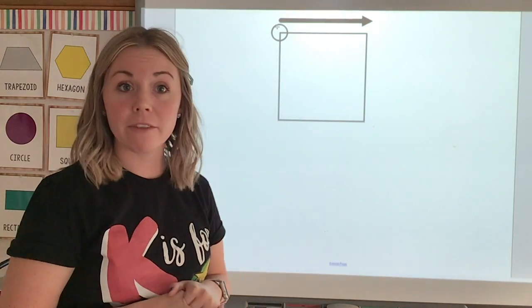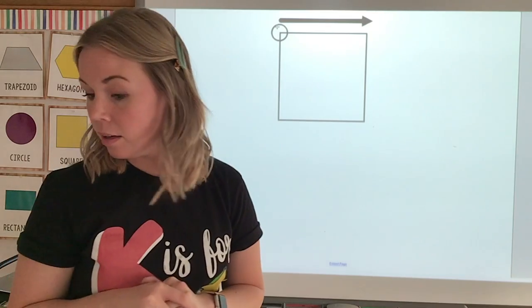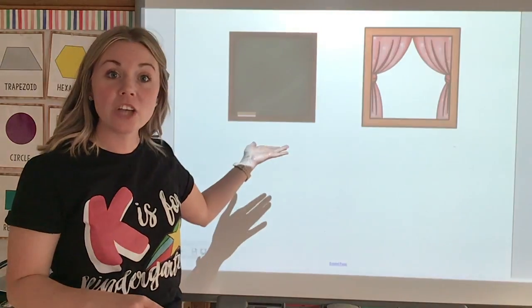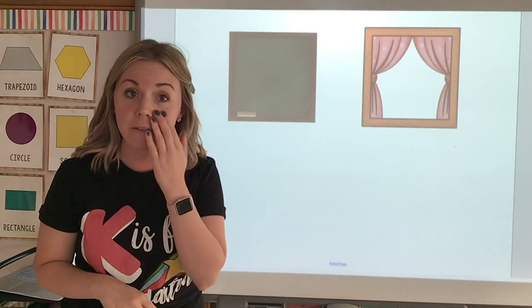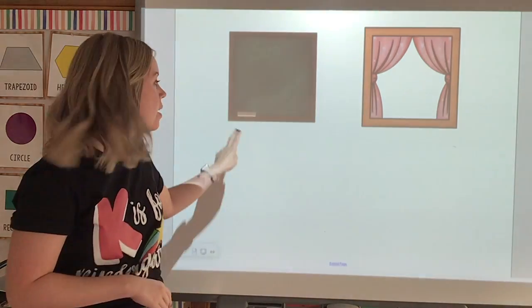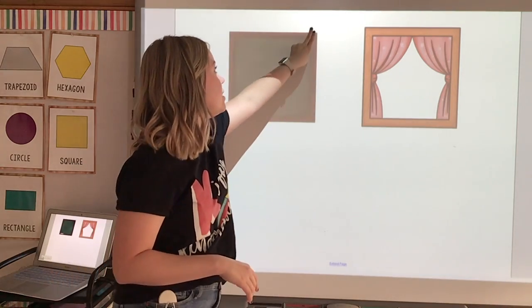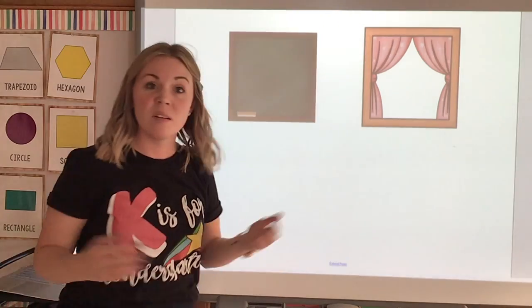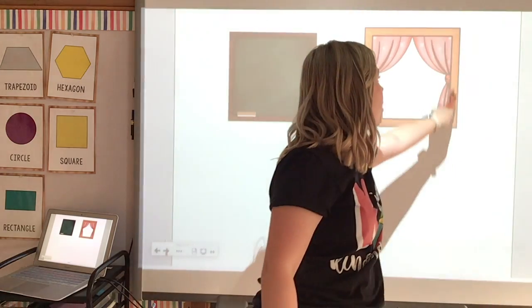Oh, I see quite a few things in my classroom that are a square. Interesting. Let's see what I found. I found a chalkboard. I have a chalkboard in my classroom that's a perfect square. It looks pretty similar to this one, but this side is the same length as this side. That's the same length as this side. That's the same length as this side. Perfect square. The other thing I found in my classroom is I have this big, beautiful square window, and each one of these 4 sides is exactly the same length. Pretty cool. There's squares all over the place if you really look for them.